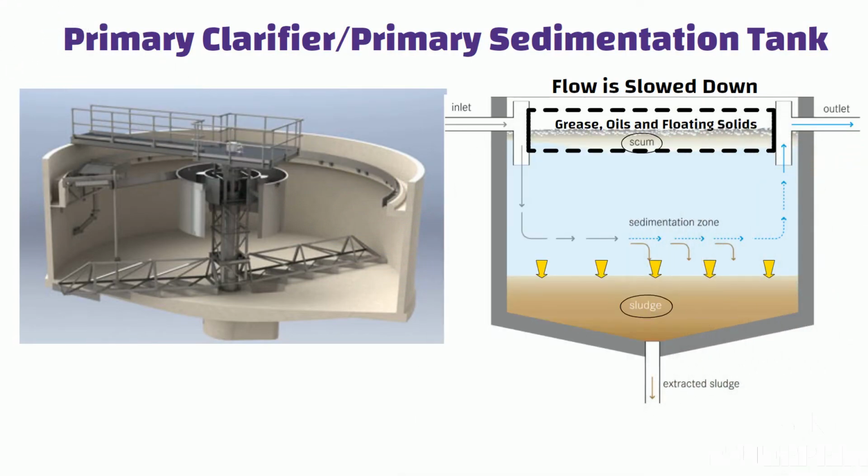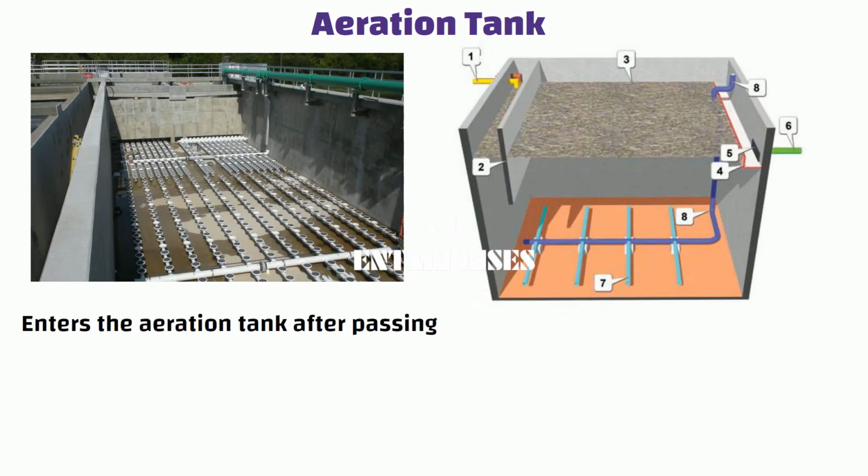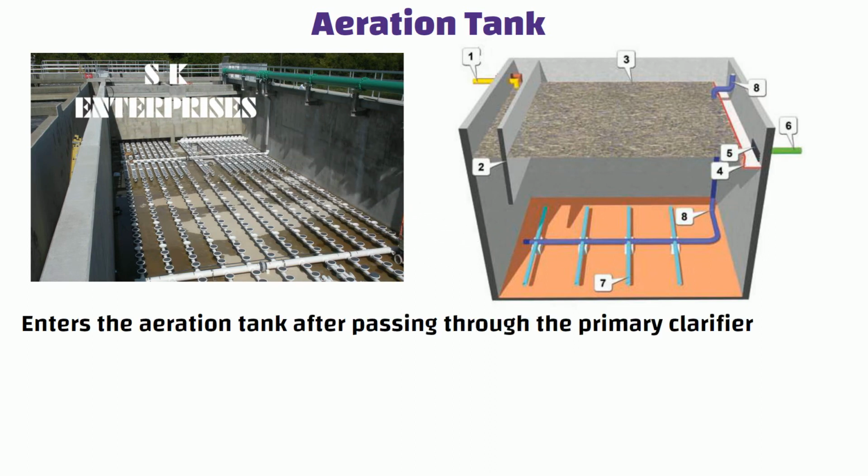The sludge that has accumulated at the bottom of the clarifier is collected using a sludge scraper. Aeration tank. The wastewater enters the aeration tank after passing through the primary clarifier.